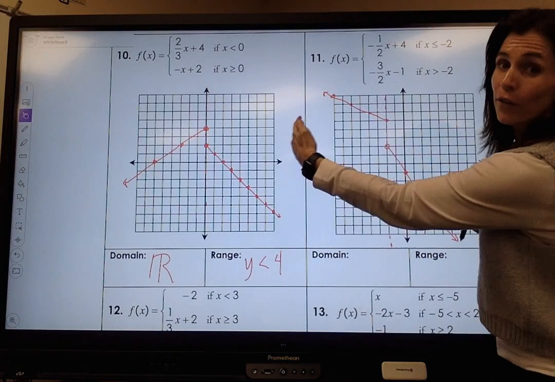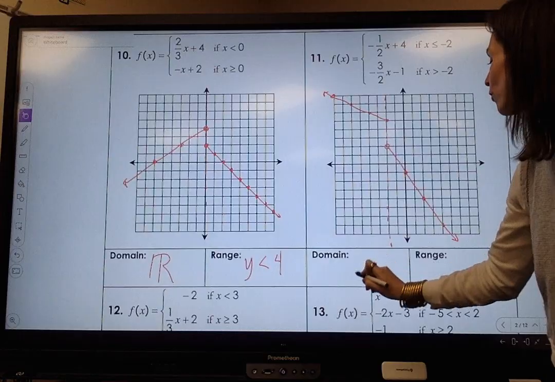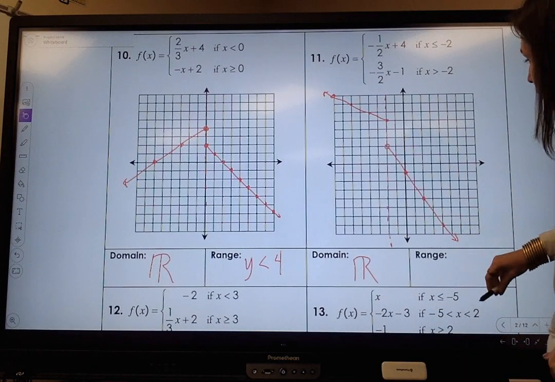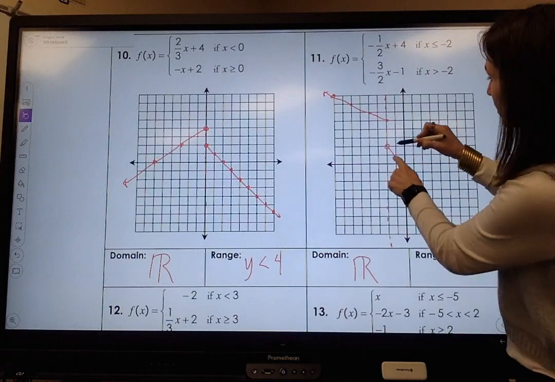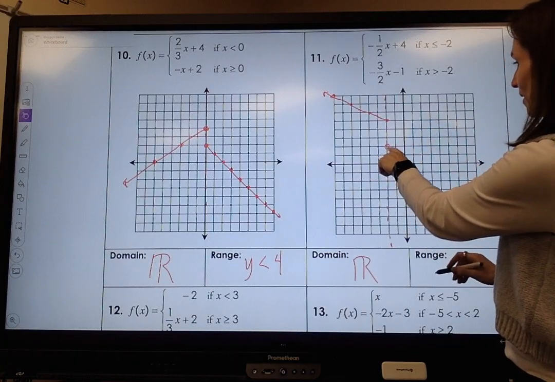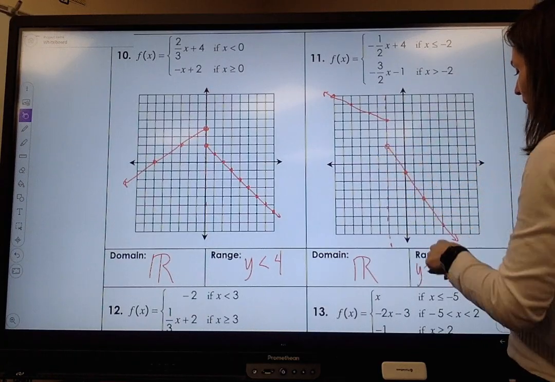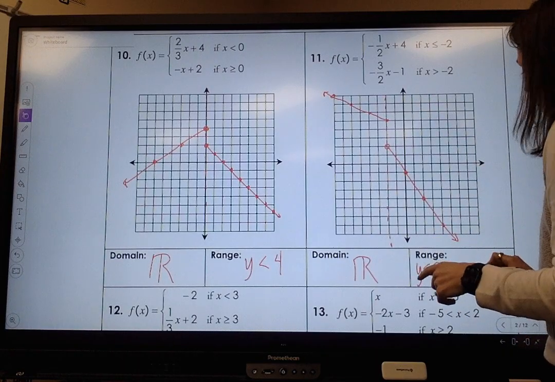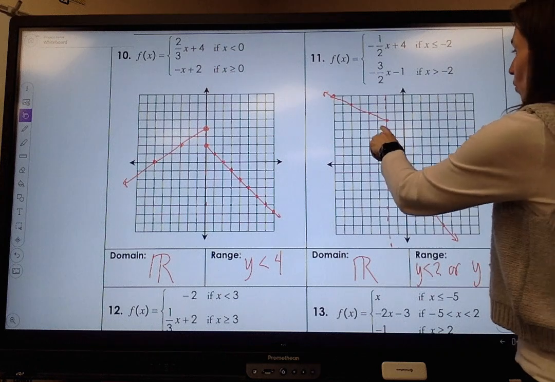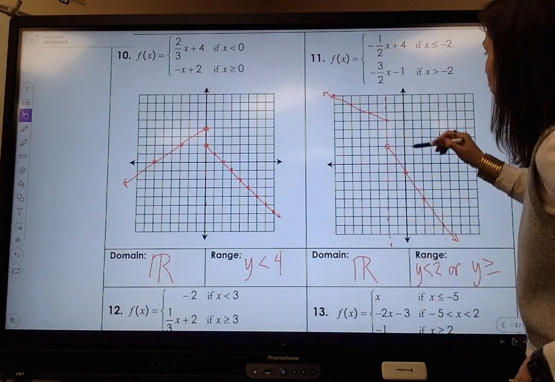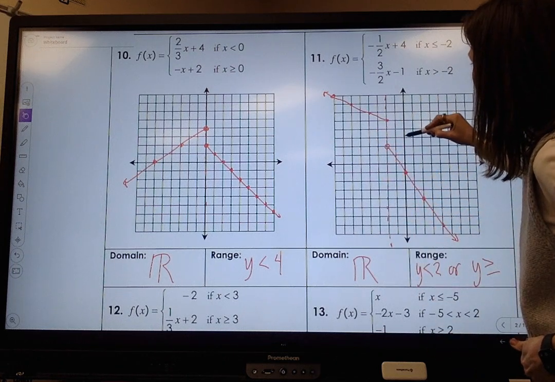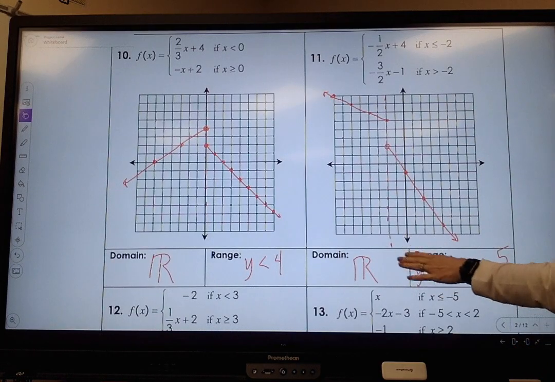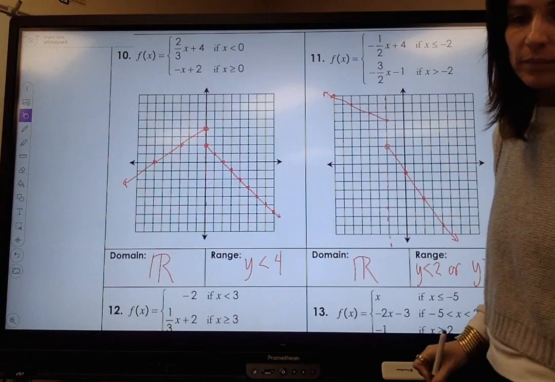My domain, how far left it goes, forever, how far right it goes, forever, so my domain is all real numbers. My range will go down forever, and then it stops when y is 2. So y is going to be less than 2, or y is going to be greater than or equal to 1, 2, 3, 4, 5. Okay, so that's my domain and range.